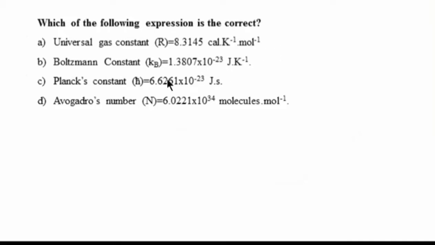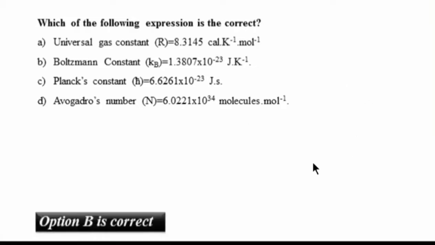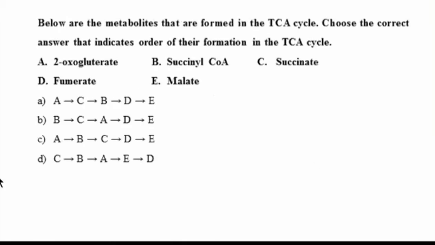Yes, this is correct. Planck's constant is 6.626 times 10 to the power minus 34. So no, this is incorrect. And Avogadro's number is 6.022 times 10 to the power 23 molecules per mole. So this is also incorrect, and our correct answer is option number B.